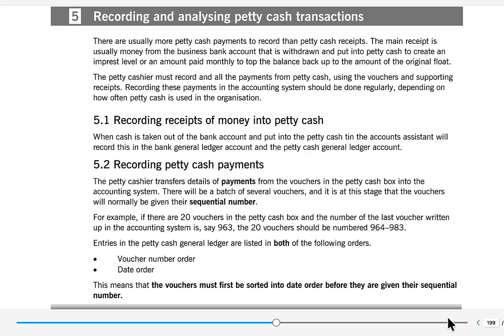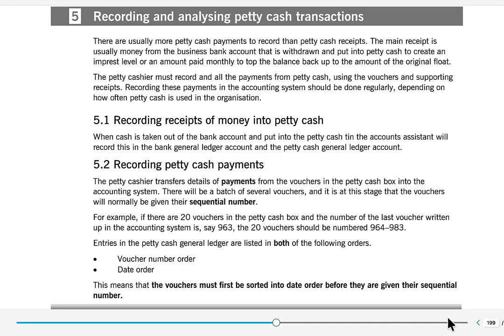Students, now we are doing Lesson 5.1. Lesson 5.1 is called Recording Receipts of Money into Petty Cash. This lesson is short in the book, but it is very important because it explains how petty cash begins and how petty cash is refilled, and it teaches you the correct accounting entry for putting money into petty cash.